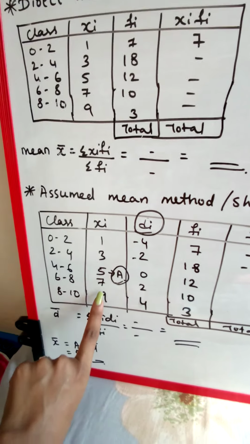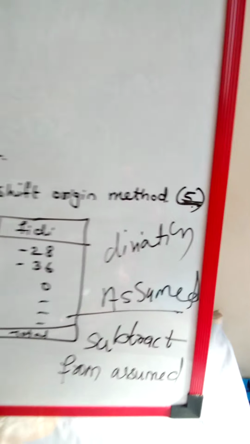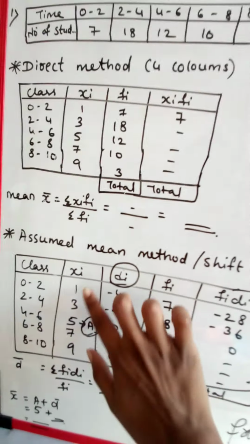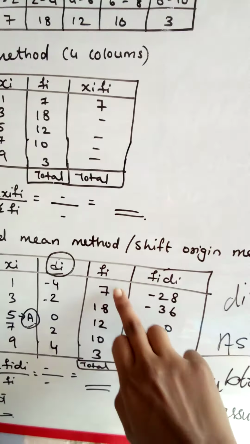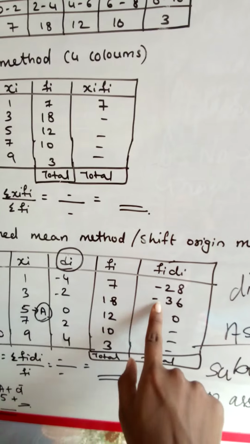Okay student, this di you got. Di means what you have to do: you have to subtract this from the assumed. Then in fi, again you had written this question line, the second one. Okay, fi. Then in fi di you will multiply this.